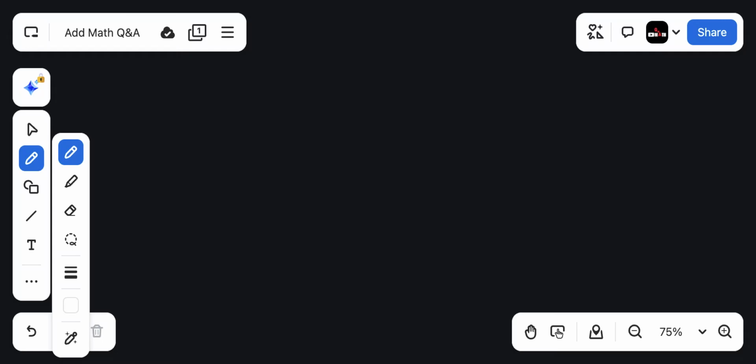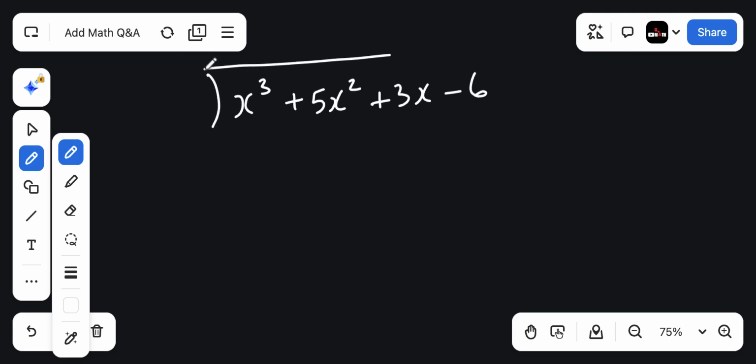All right, as promised, let's look at this question. We said x cubed plus 5x squared plus 3x minus 6 as our dividend. And we're dividing that by x plus 2.